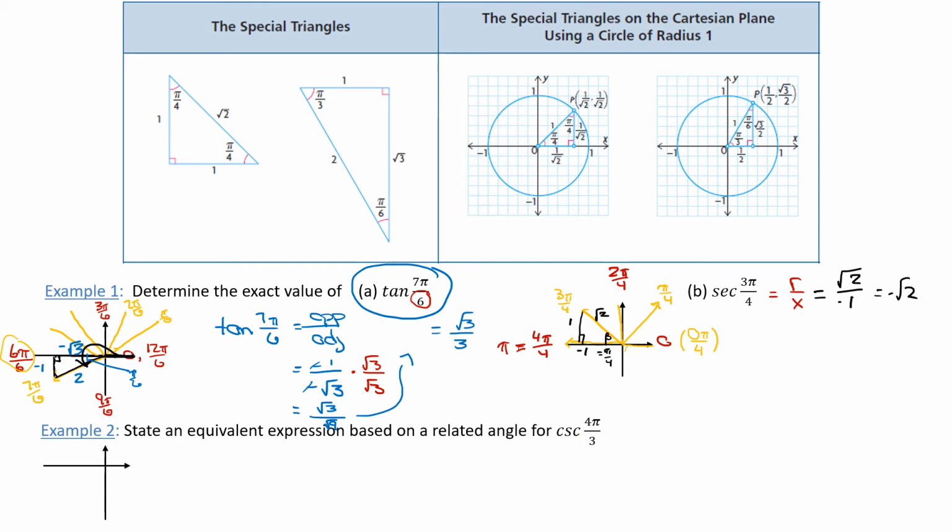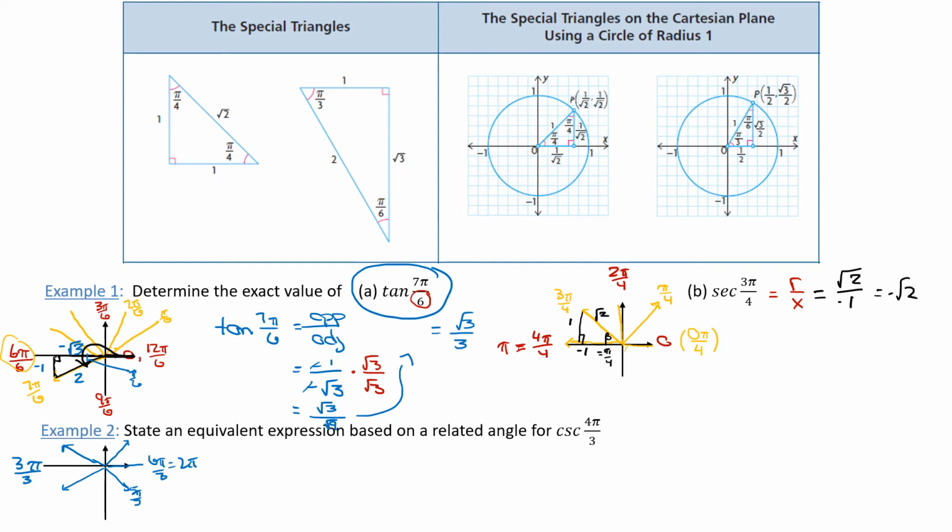So 4 pi over 3 means we're going to divide everything up into thirds. I'm going to go over to my x-axis here. This is pi, which is 3 pi over 3. So I'm dividing this into thirds. There's 1 pi over 3, there's 2 pi over 3, and then 3 pi over 3. So 4 pi over 3 is the next one down. That's 4 pi over 3. This would be 5 pi over 3. And then all the way back would be 6 pi over 3, which is 2 pi.